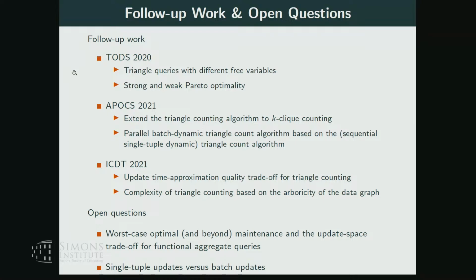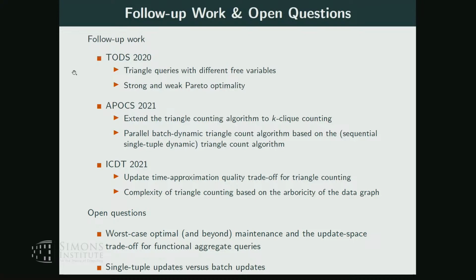But open questions we have here would be this. We don't really understand much about the lower bounds, in particular for general queries, functional aggregate queries. And I will come back to this in the second half of the lecture. What we realize also is that the lower bounds give us, in the worst case, a rather high lower bound for single-tuple updates, which makes batch updates at least asymptotically faster than single-tuple updates.